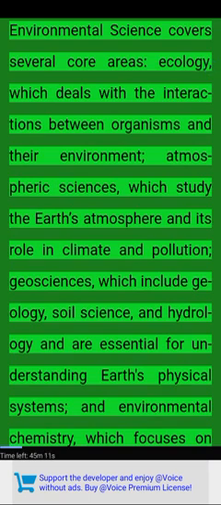Environmental science covers several core areas: ecology, which deals with the interactions between organisms and their environment; atmospheric sciences, which study the Earth's atmosphere and its role in climate and pollution; geosciences, which include geology, soil science, and hydrology and are essential for understanding Earth's physical systems; and environmental chemistry, which focuses on the chemical processes occurring in the environment and the fate of pollutants.